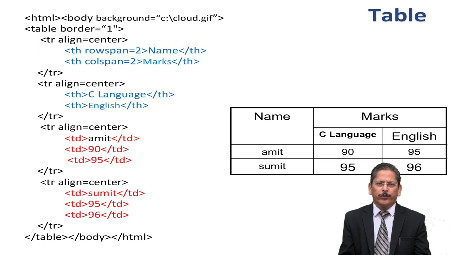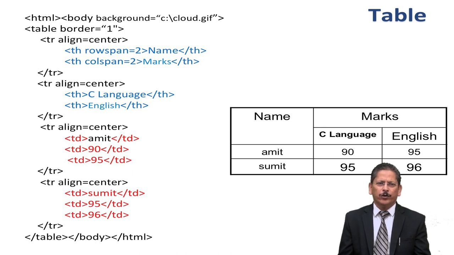Now in the second row we have align center, and we will have two values here, C language and English, because the first cell is already covered by name, whose row span is 2. That's why we cannot store a value in this first cell. So we can store only two values, although we have three columns. In the second row we store only two values, that is C language and English.